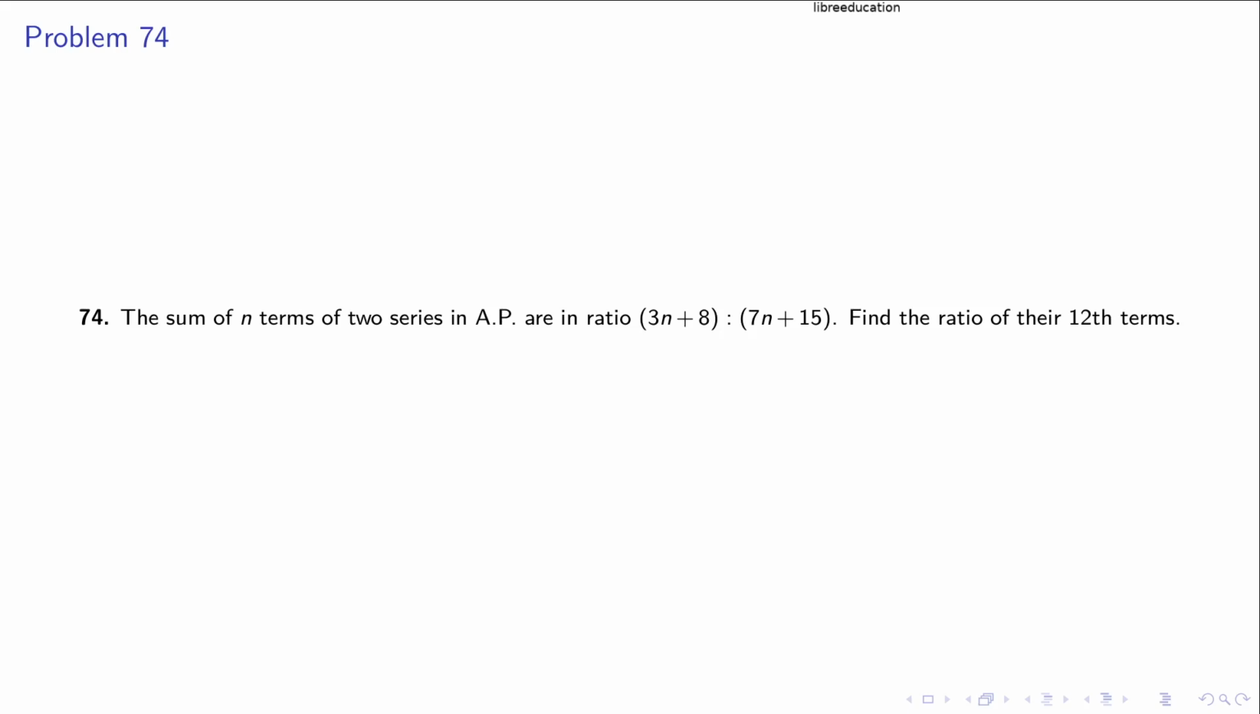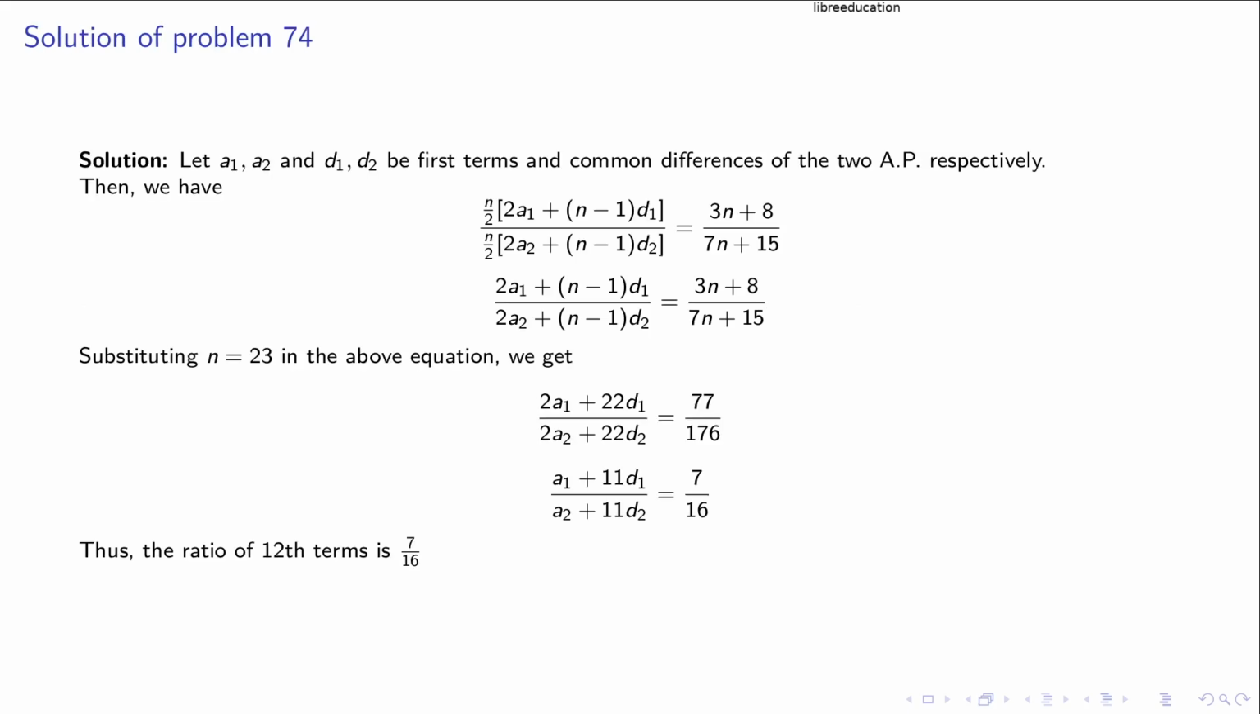Now, problem number 75 says that, this is 75. All right, I have missed one. So the sums of n terms of two APs are in the ratio 3n plus 8 is to 7n plus 15. Find the ratio of their 12th terms.